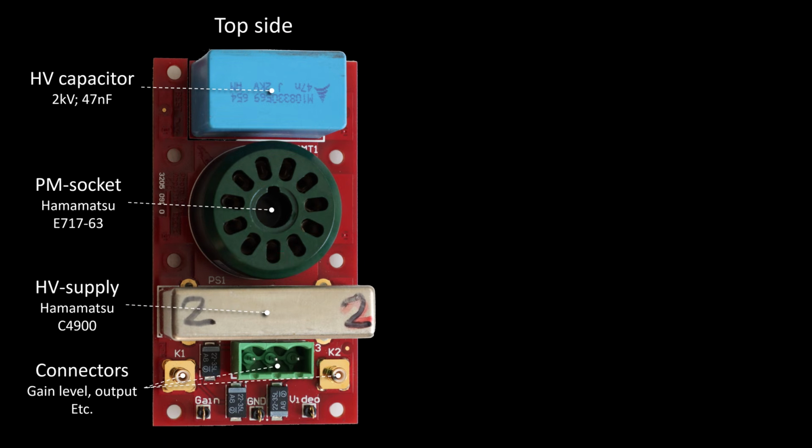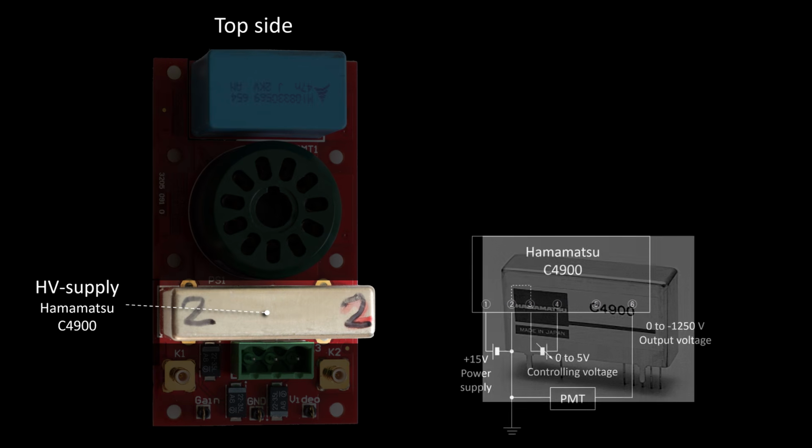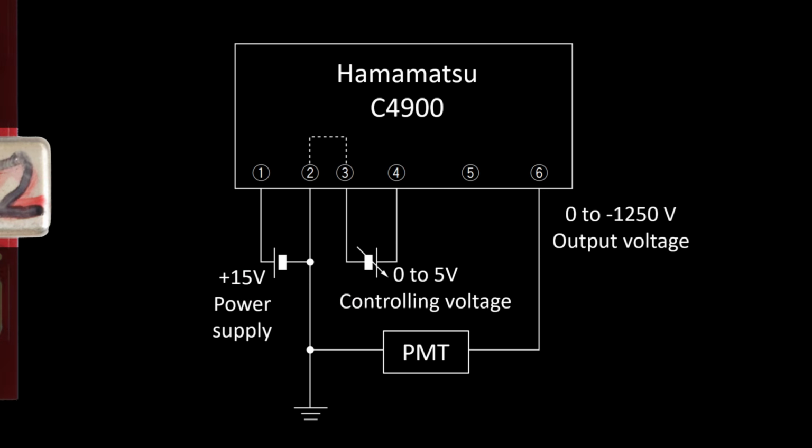The second interesting component on the PCB is this tiny variable high voltage power supply. And I guess generating the high voltage very close to where it's used reduces the risks associated with external high voltage power supplies and cables. According to the datasheet, the C4900 needs plus 15 volts for power supply, which is how I figured out one of the supply voltages for the PCB itself. It can deliver a negative high voltage down to minus 1250 volts with respect to ground.